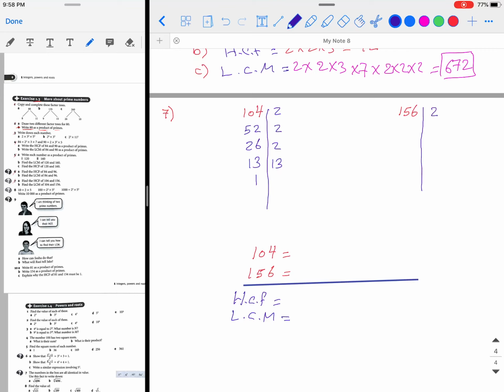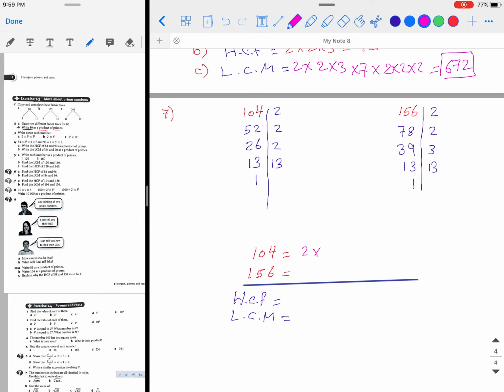Okay, and this one, 156 divided by 2. 150 divided by 2 is 75. Okay, and what about 6? 6 divided by 2 is 3. So 75 and 3, this is 78. Divide by 2 again, the same way. 70 divided by 2 is 35. And the 8 divided by 2, it's 4. 35 and 4, it's 39. Divided by 3, it will be 13. The same way you divide by 13, you will get 1.